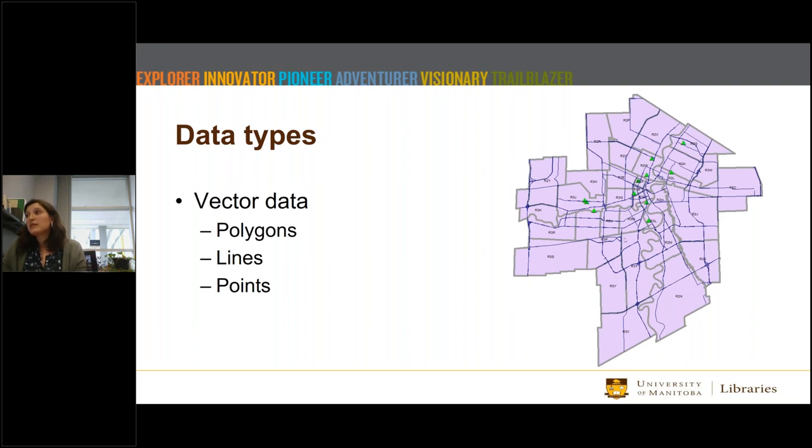And then the last one is points, and you can see on this map the points are these little green triangles, and the green triangles denote fitness recreation centers within Winnipeg, within the downtown area and thereabouts. So those are the three different types. You have the polygons, which are shapes, the polylines or lines, which show you a line, and then the points give you individual information about one point on a map.